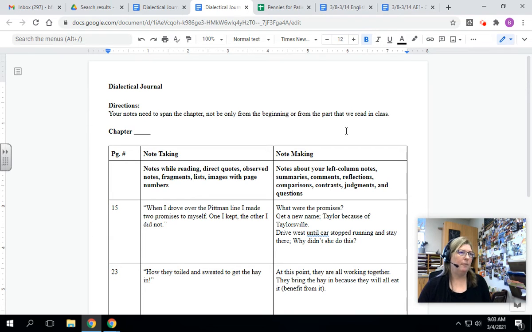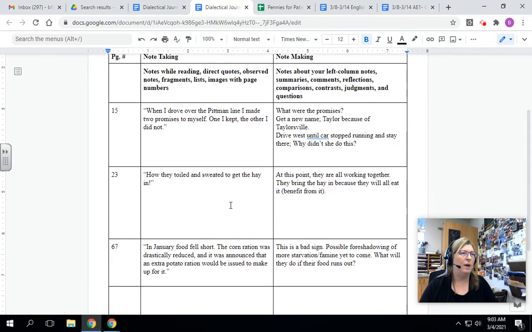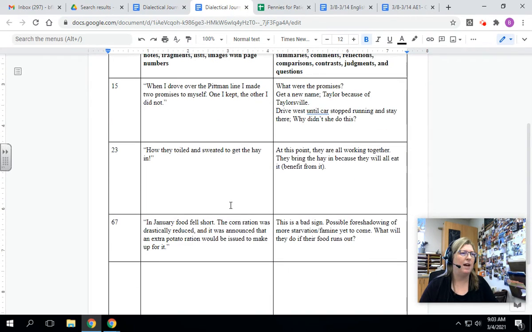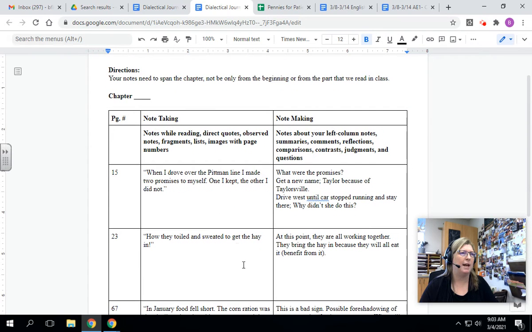So on the top under the directions, it says your notes need to span the chapter. That means all of the notes in your dialectical journal should not just come from the very beginning because you want to be finished with this assignment and just be able to read. The point is to really look at the whole chapter that you're reading or the section of pages in our case. Let's say you're reading 100 pages. In those 100 pages, you'll see I believe you have 5 spots on your blank dialectical journal. So out of 100 pages, you need to figure out the 5 most important things that you want to remember and you want to know where they are.